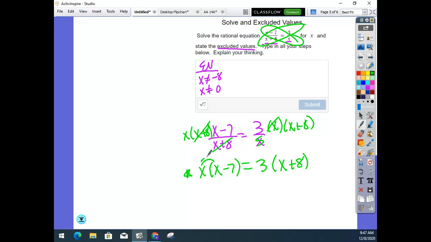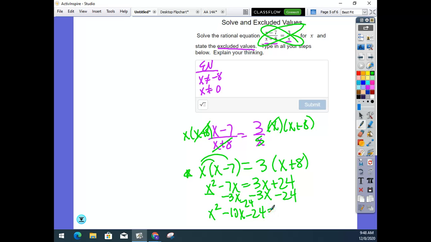Now I distribute. Then since I have x squared left in the equation, I have to get everything to be over with the x squared. So I got to subtract both of these from this side to get 0. So now I have my equation. I'm going to write this up here.